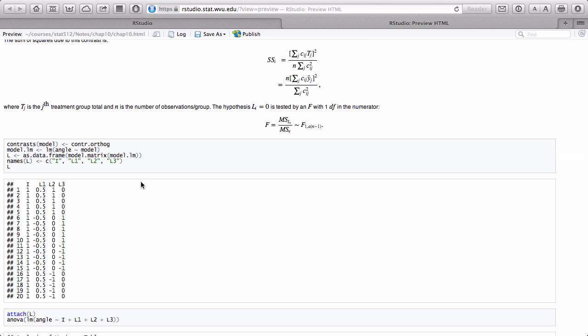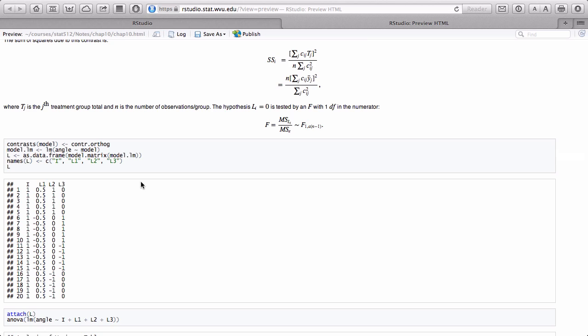And model.lm is the fitted model with this set of contrasts, which are orthogonal. Then I say as.data.frame, I coerce it to a data frame, and then I put the names. I put I for the intercept, and then L1, L2, and L3 are those three contrasts I just defined. So that's the model matrix.